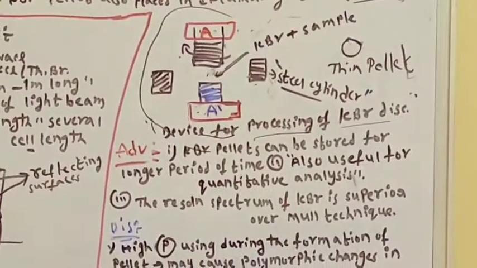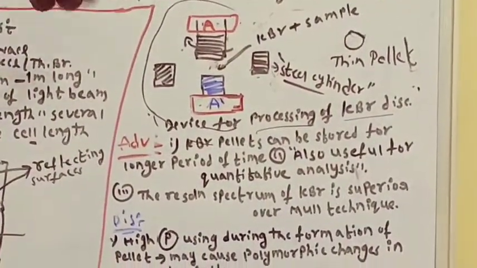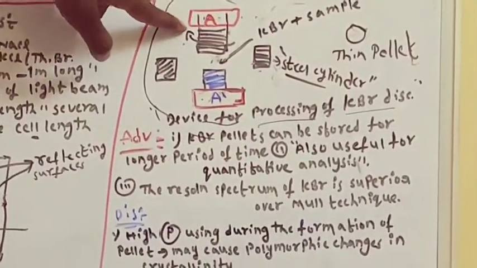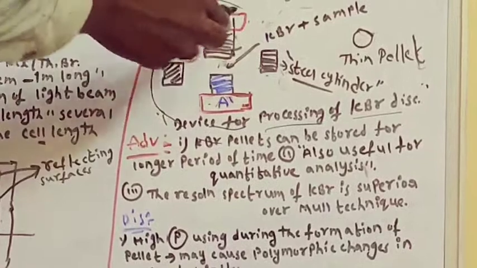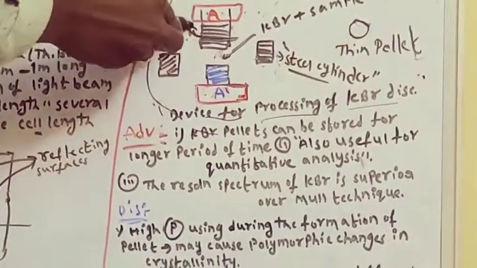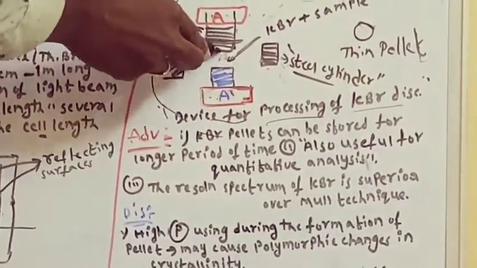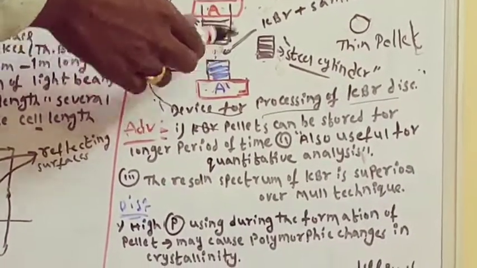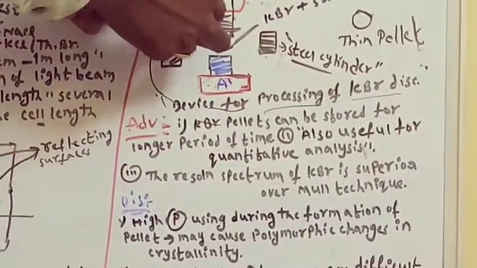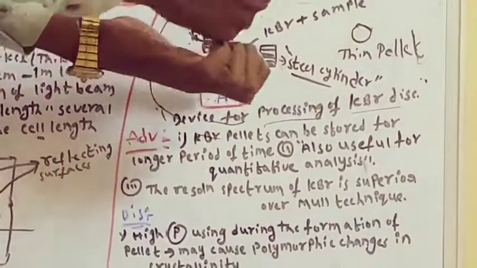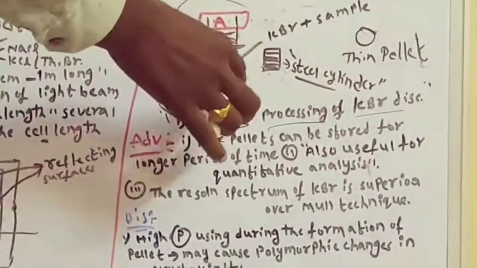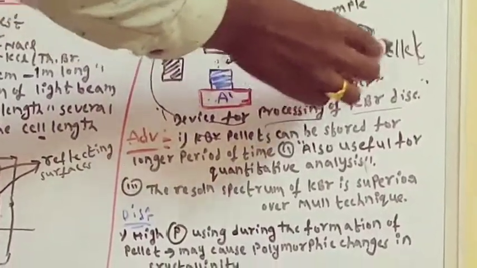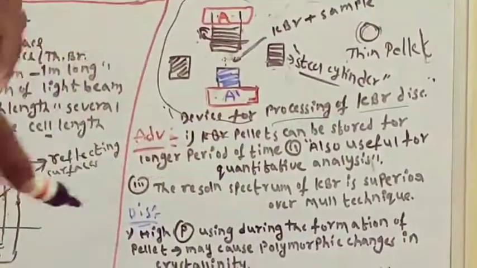Then what do we need to do? First, we have to tighten screw A. While tightening, it slowly comes down, and the sample placed in between is compressed. Slowly the A screw comes down and the sample becomes pressed. After pressing, you will get a form like this, a thin pellet, a circle form. This is the pellet form.